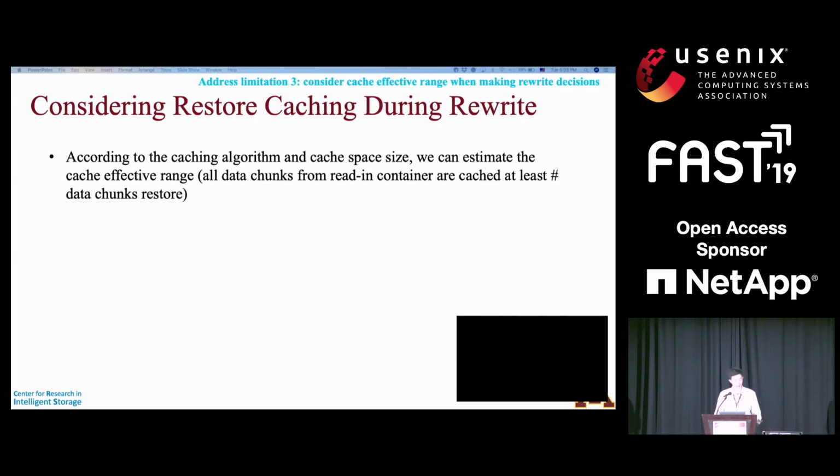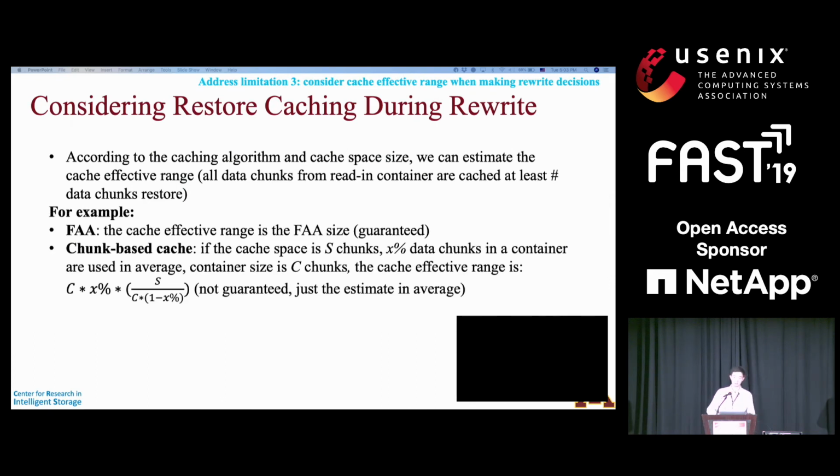The next thing is we consider the cache effective range during the rewrite. So what is a cache effective range? It means we can estimate, after I have the container reads, for how many chunks restored it will still be in the cache. In that case, we don't need to rewrite. For the FAA, which is a restore caching algorithm proposed in HB, the FAA size is the cache effective range. And if we use a chunk-based cache, we can estimate the average caching effective range and cover a bunch of data chunks.